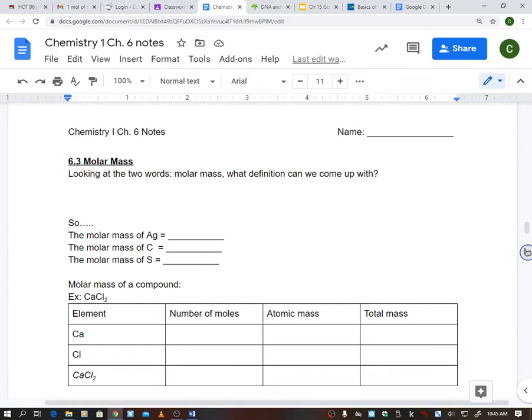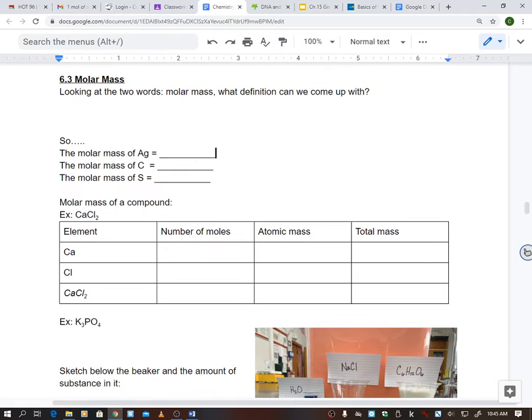So we're going to look then at what we call molar mass. Looking at these two words, molar and mass, what definition can we come up with? I'll give the kids a second to think about it, and I'll have them write it down on their paper before anybody says anything. If you want to pause it, you can go ahead and write down what you think molar mass is. We've seen moles, so what is a mole? A mole is a unit of measure, right? Well, how much is that? If I said, what is a dozen, you would tell me 12. Well, a mole is 6.022 times 10 to the 23rd atoms.